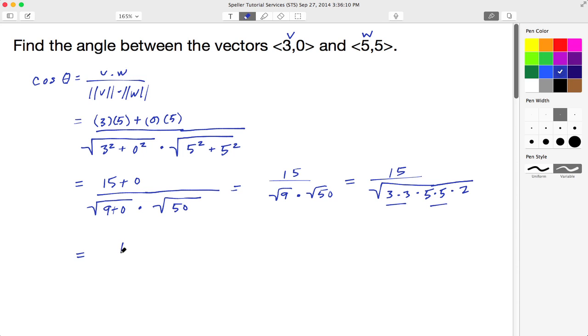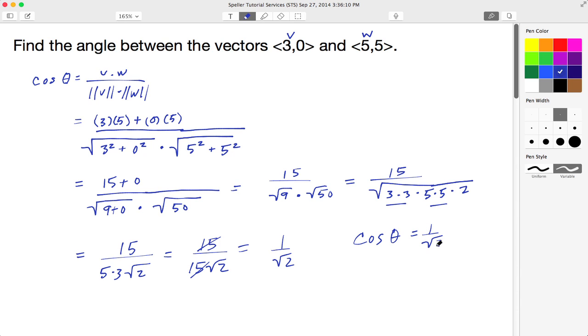So this can be rewritten as 15 over, well, a 5 comes out, a 3 comes out, and I'm left with the root 2 inside the radical on its own. So this here is 15 over 15 root 2. These 15's cancel, and I'm left with 1 over root 2. And let's not forget that the formula says the cosine theta is equal to 1 over root 2.